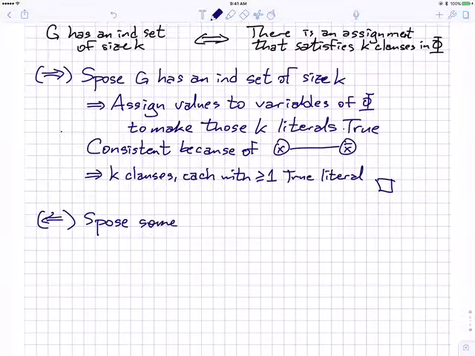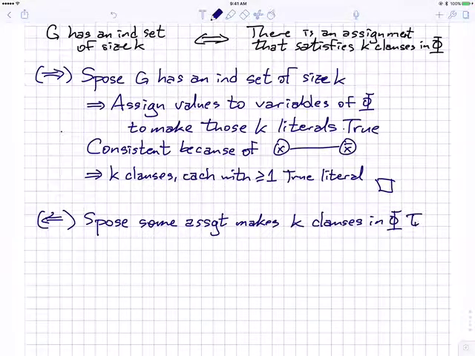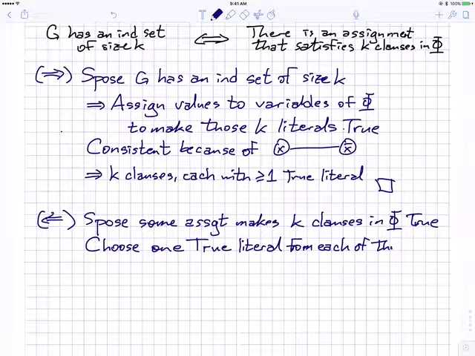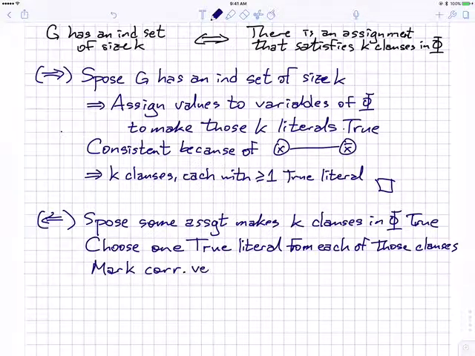suppose some assignment makes K clauses in this to be true. Okay, I'm going to choose one true literal from each of those clauses. And then I'm going to mark the corresponding vertices in the graph.